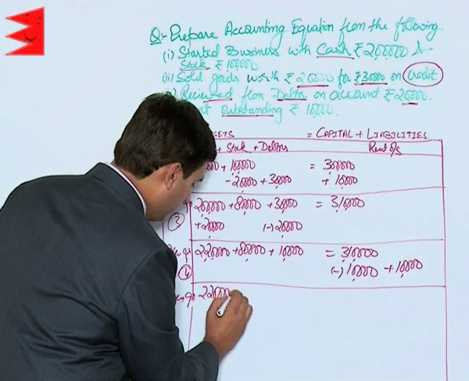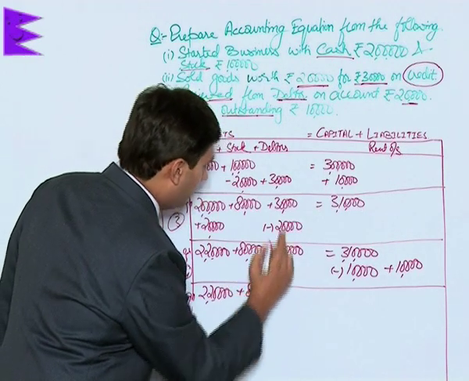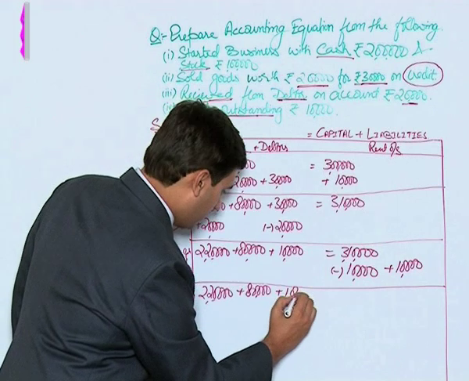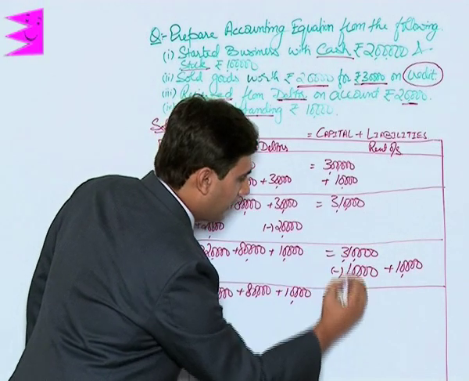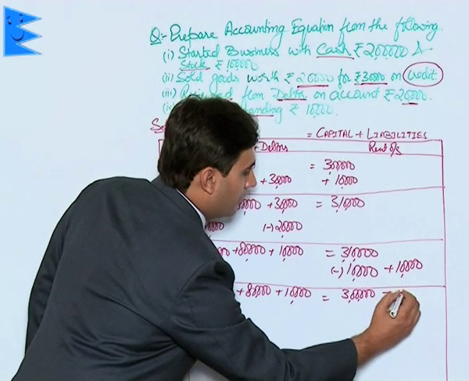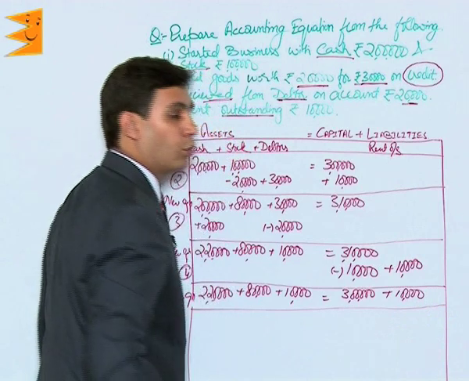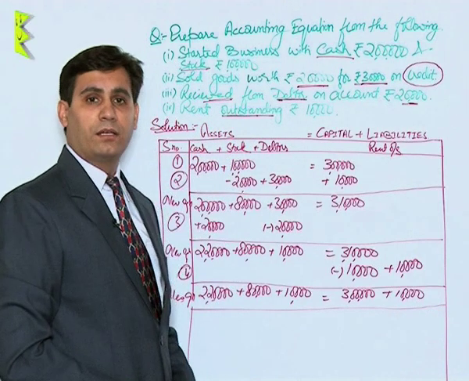2,20,000 rupees cash, stock worth rupees 80,000, debtors are 10,000, capital is now 3 lakhs, and rent outstanding is 10,000, and we can verify that the total on both the sides is rupees 3 lakh 10,000.